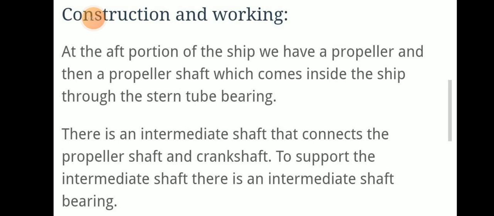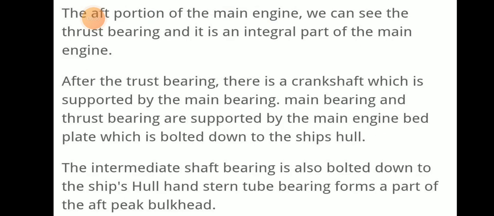Construction and working means at the aft portion of the ship we have the propeller, then the propeller shaft which comes inside the ship through a stern tube bearing. The intermediate shaft connects the propeller shaft and the crankshaft. To support the intermediate shaft there will be an intermediate shaft bearing also. At the aft portion of the main engine we can see the thrust bearing, and it is an integral part of the main engine.